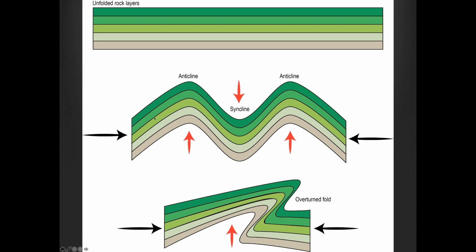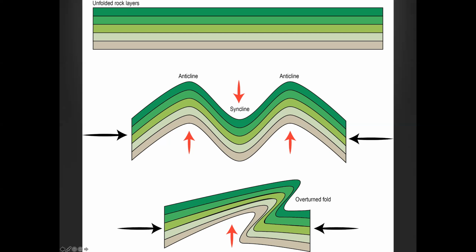But what happens when you continue to add the stress? When that happens, you tend to push these folds over. They become from symmetrical to asymmetrical to eventually overturned. And what we see are beds starting to fall over on themselves. And so what does that mean? It's overturned. And I'm going to try something here.